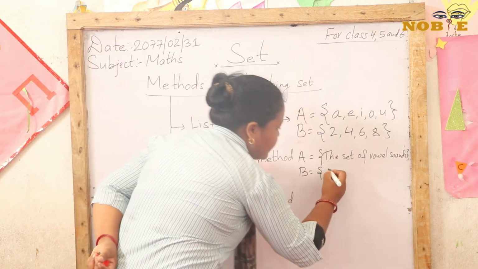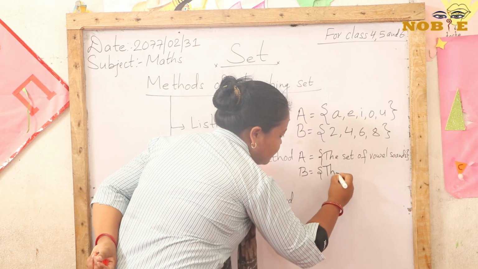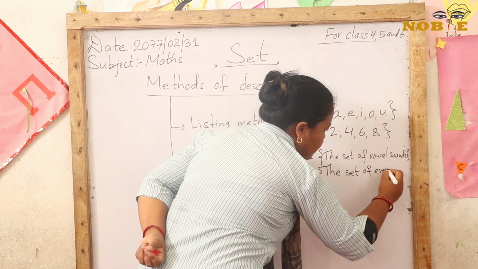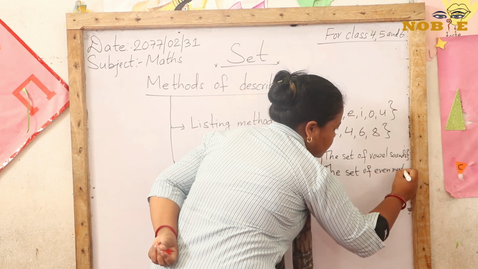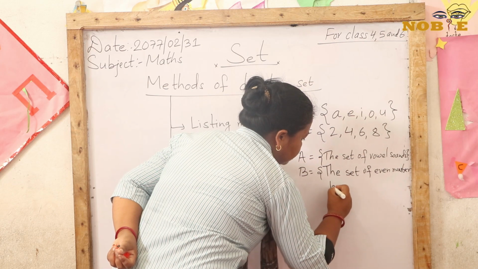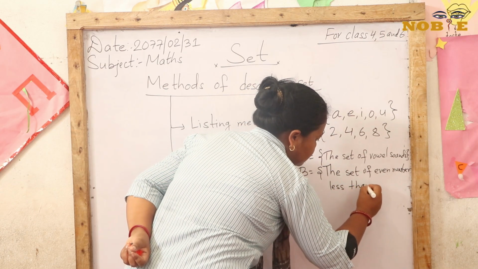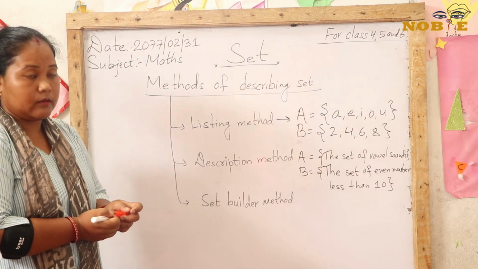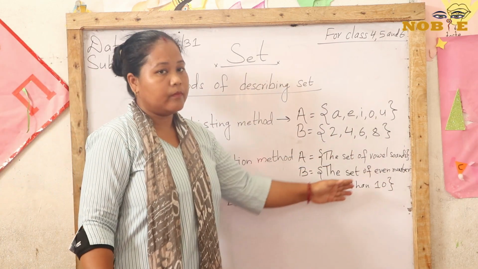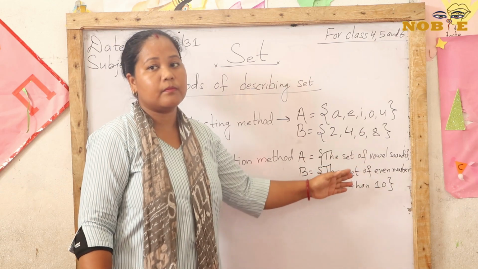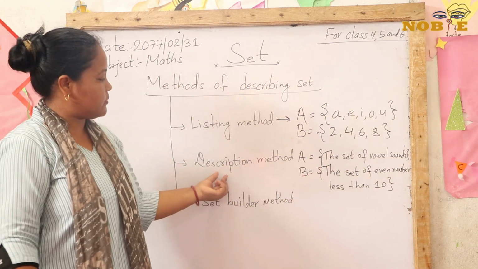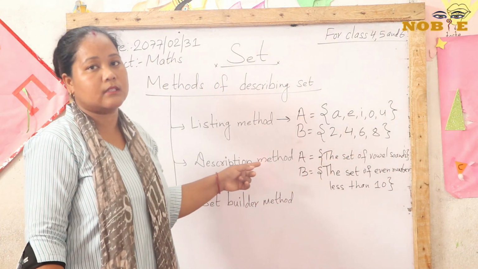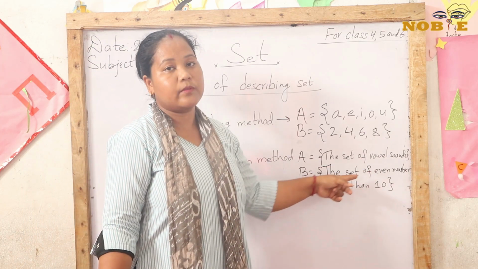Next, even numbers less than 10. We write in the descriptive phrase: the set of even numbers less than 10. Here we describe the set in the description method. In the description method, we use a single sentence or a descriptive phrase to describe the set.